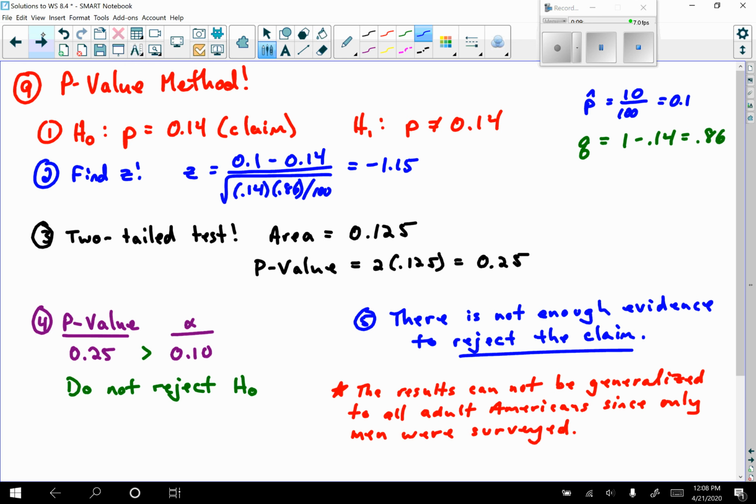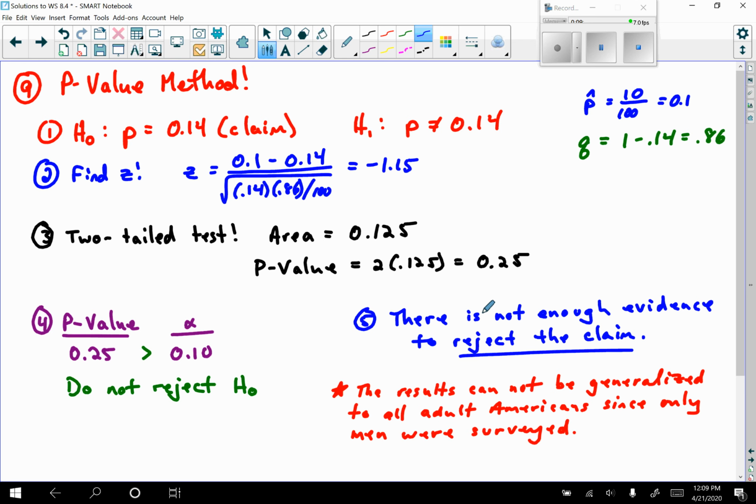And again, it's a two-tailed test because we're not showing any increase or decrease in that percentage or any other value here. So we're going with p is not equal to, so it's something other than the 0.14. So remember, step 2 now is to find z, which turns out to be negative 1.15. Now we go to menu 552 on our calculator. We're going to use that as the upper boundary. And the area that we're getting is 0.125, so we need to double that for our p-value at 0.25.